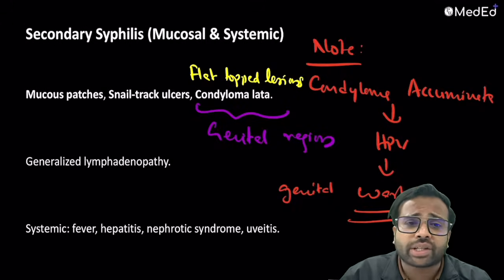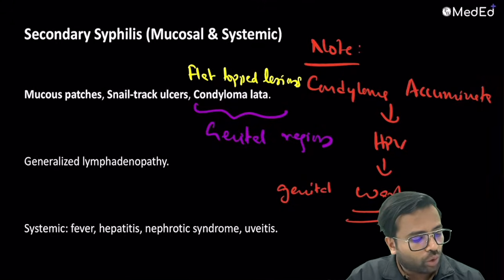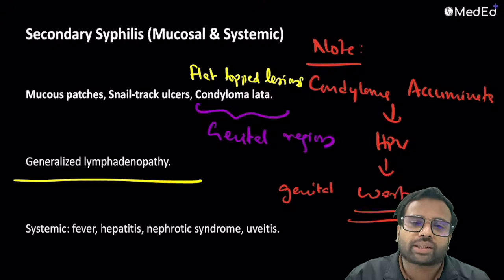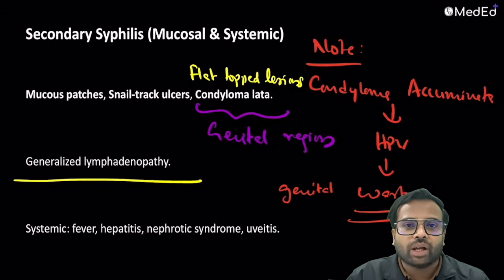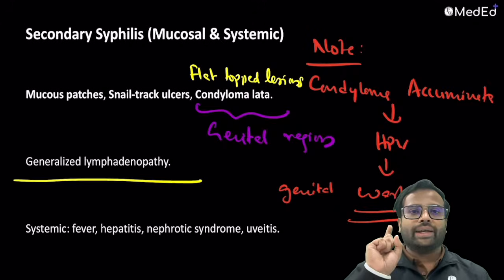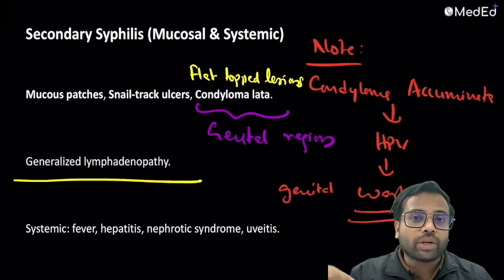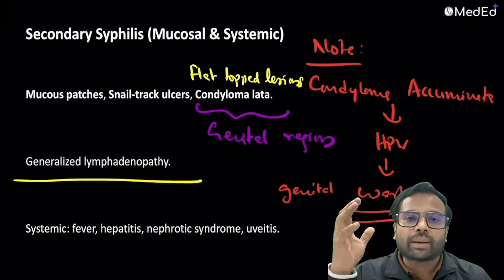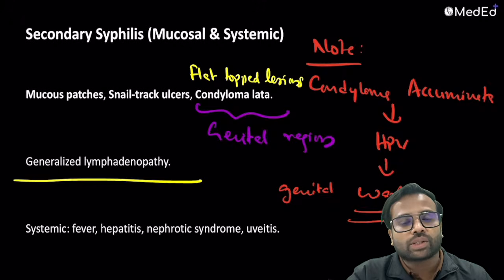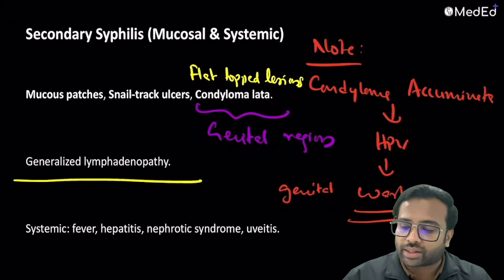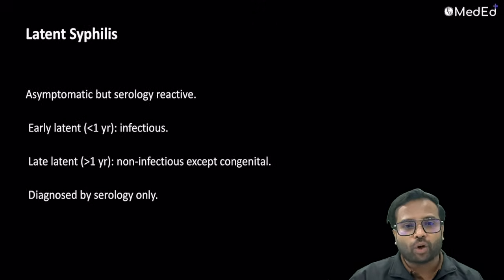It's a highly infectious lesion which you can see in secondary syphilis. Along with that, I have already told you that generalized lymphadenopathy can also be there, and some systemic symptoms like fever and all can also be seen. Now I hope you are able to follow. In primary syphilis, genital ulcer. In secondary syphilis, there is no genital ulcer. Most of the times there can be many skin manifestations or mucosal manifestations, like mucus patch, snail track ulcers and condyloma lata.